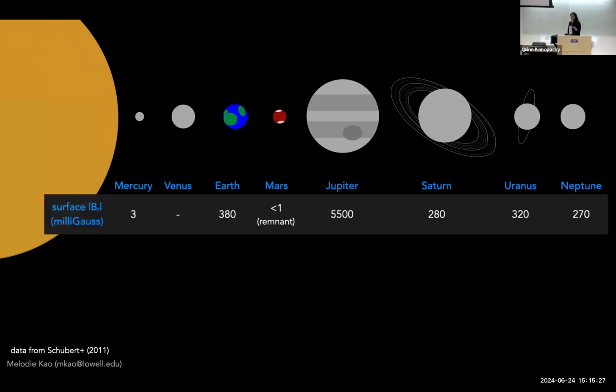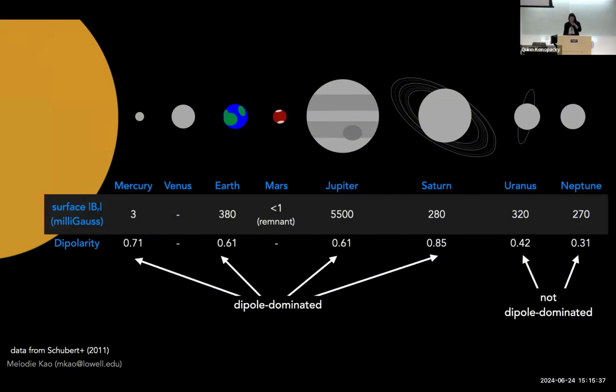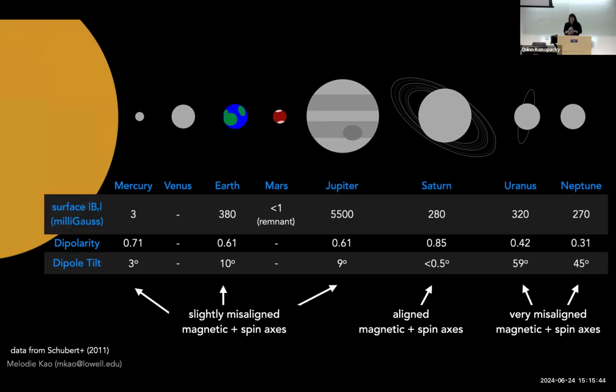Now, of the magnetized planets in our solar system, their surface radial average magnetic fields span 3 orders of magnitude. Some of them are dominated by dipoles, some are not. And then some dipole moments are slightly misaligned with spin axes. Saturn is almost nearly aligned, and then Uranus and Neptune are almost sideways, right? So, this is the diversity of magnetic fields in just our own solar system.